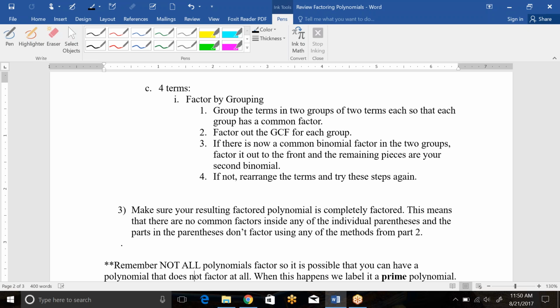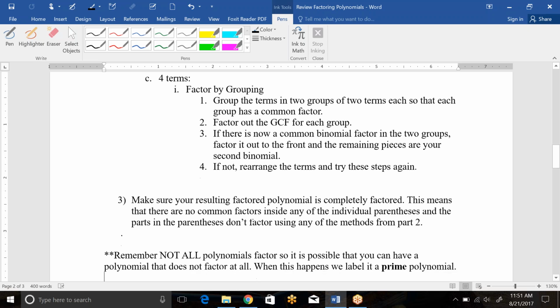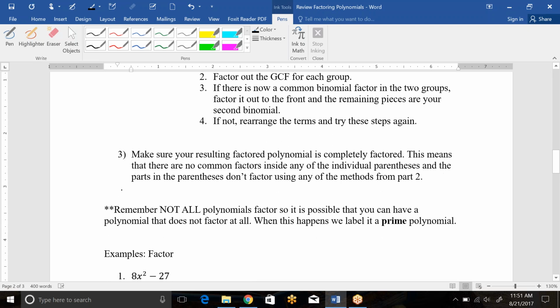And then make sure that you don't have any polynomials left over that actually factor using other methods. And we're going to see one in just a second that does that. And do remember that not all polynomials factor, so it is possible that you can have a polynomial that does not factor at all. If that happens, we call it a prime polynomial.